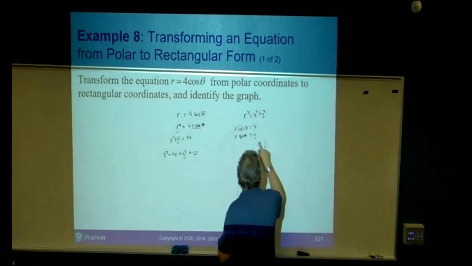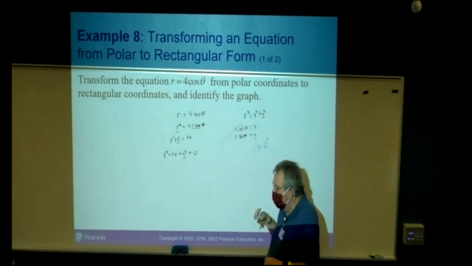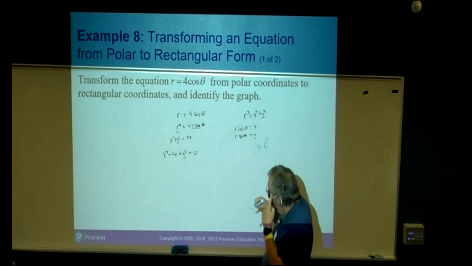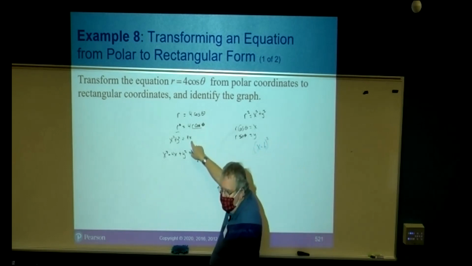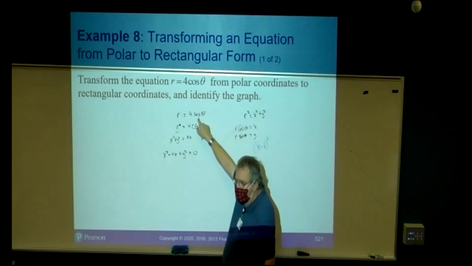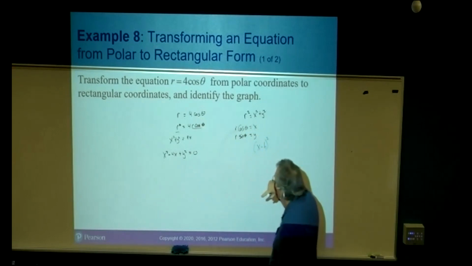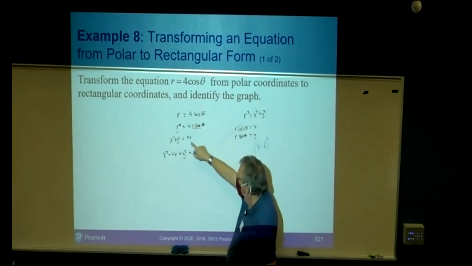Question. Yes. So how did you get the 4x? Where's the 4x from? What is r cosine theta? Oh, okay, so you have to do the cosine. Yeah, r cosine, because it has cosine in it. If it was sine here, then instead of being a 4x would be a 4y.